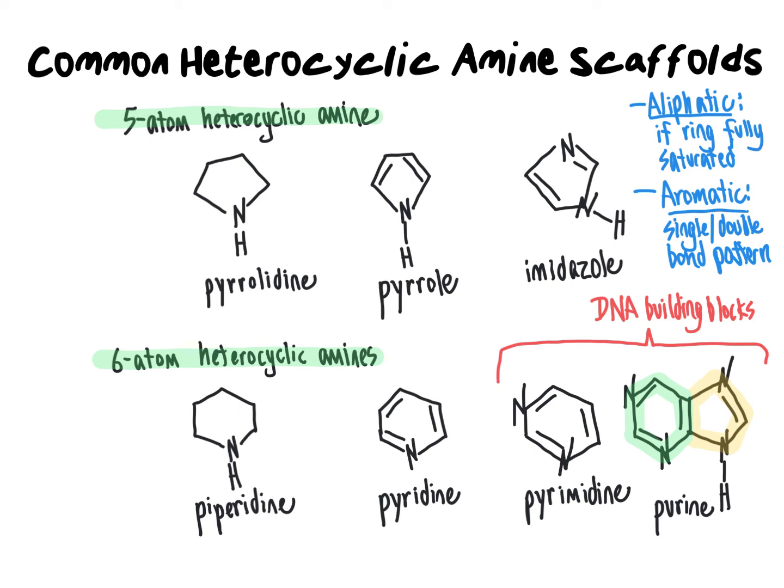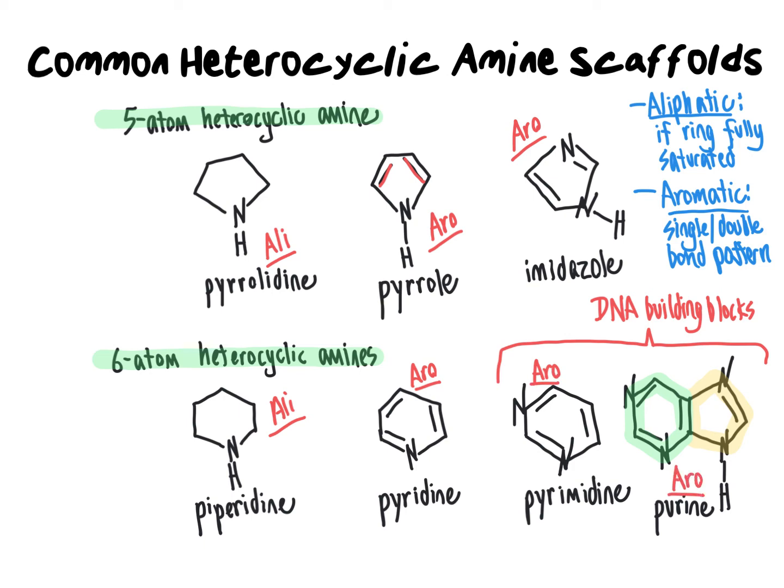Pyrrolidine, starting in the upper left corner, would be classified as aliphatic because there are no double bonds in here. This is a fully saturated ring. Pyrrole, on the other hand, with the 2 carbon-carbon double bonds here and here, would be classified as an aromatic molecule. Imidazole, also aromatic because it is not completely saturated with the maxed out number of hydrogen atoms, due to the fact there's a couple of double bonds in here. Piperidine, aliphatic. Pyridine, aromatic because of that pattern of double bonds. Pyrimidine, aromatic. And purine, aromatic.